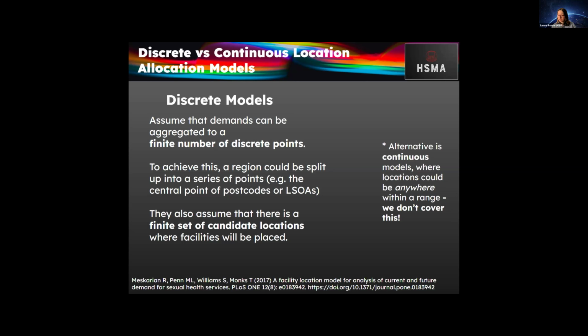The alternative is continuous, as I say, where locations can basically be anywhere within a range, and we don't cover this in the course. It's a much more complicated thing to try and work out, and in the kind of problems you're working with, not really much benefit.